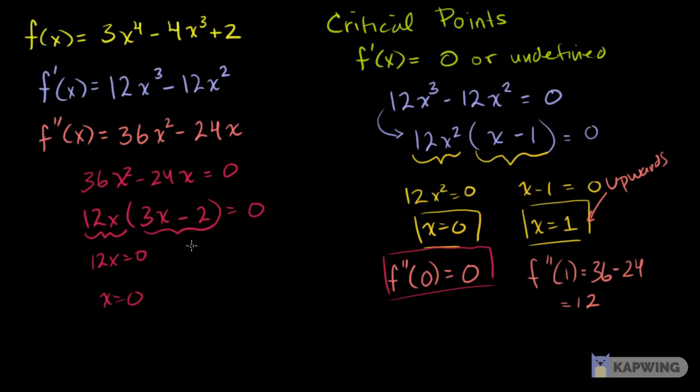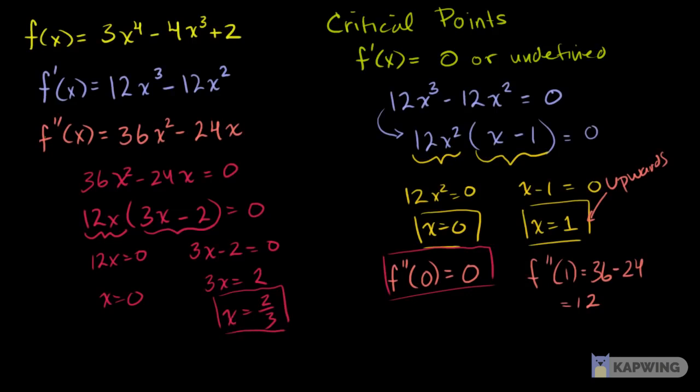So let's write that: 3x minus 2 is equal to 0. Adding 2 to both sides, 3x is equal to 2, so x is equal to 2/3. This is another interesting point that we haven't hit upon before. It might be an inflection point, and the reason I say it might be is because the second derivative is definitely 0 here. You put 2/3 in, you're going to get 0. What we have to do is see whether the second derivative is positive or negative on either side of 2/3.